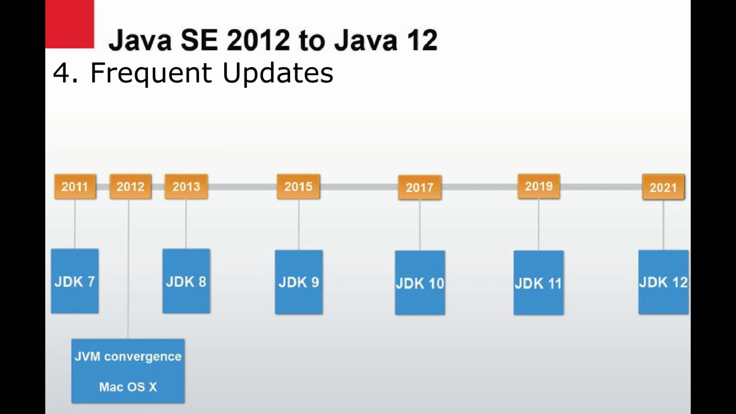Point number 4, frequent updates in JDK. Java has been famous for a long time and its popularity will never end, as the Java JDK, that is Java Development Kit, keeps on bringing new updates by including great features.